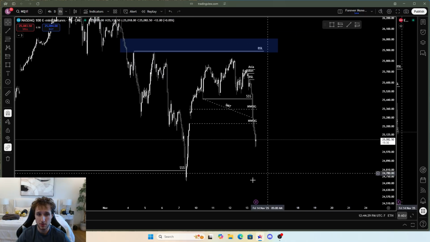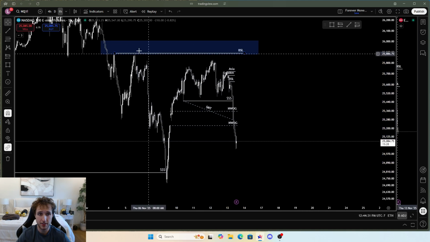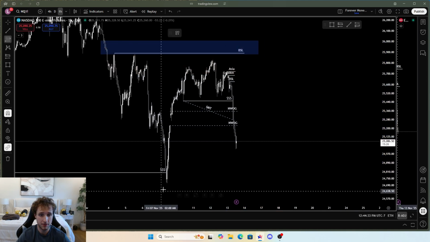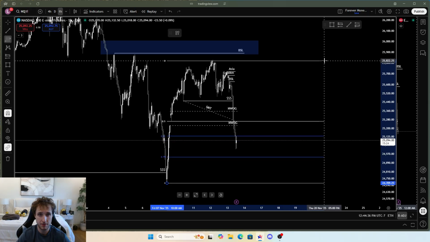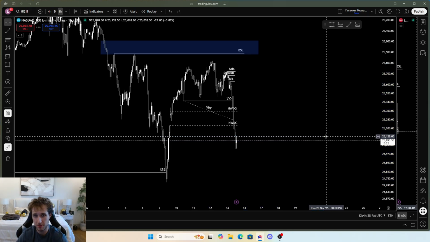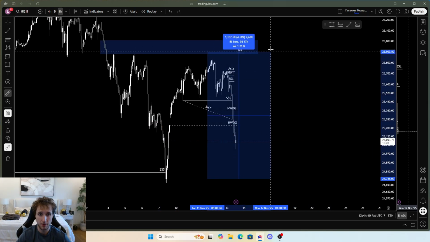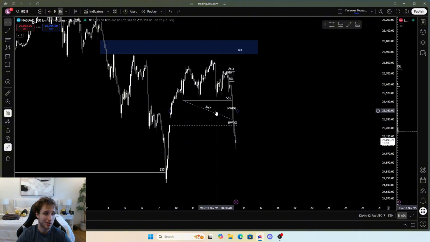Looking into the rest of the week, I want to see us come back to the upside and take out all these generated highs. If we take a look, we're back at OTE of this whole price leg. So I would want to see this be a rebalance to then move higher. So that was the trade that I took today.